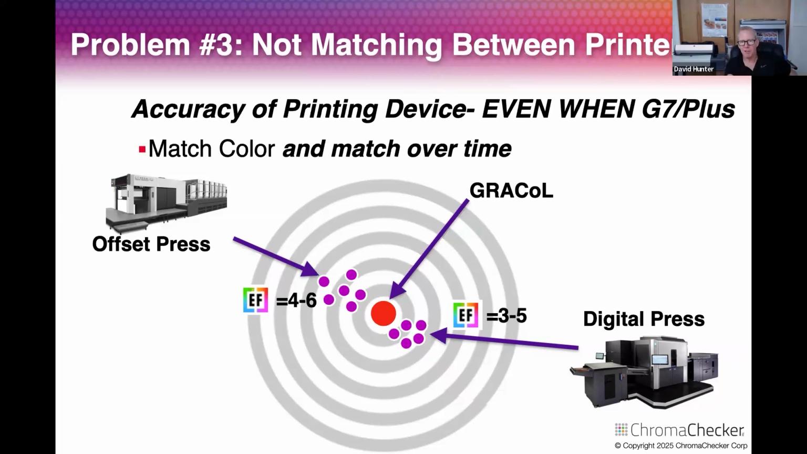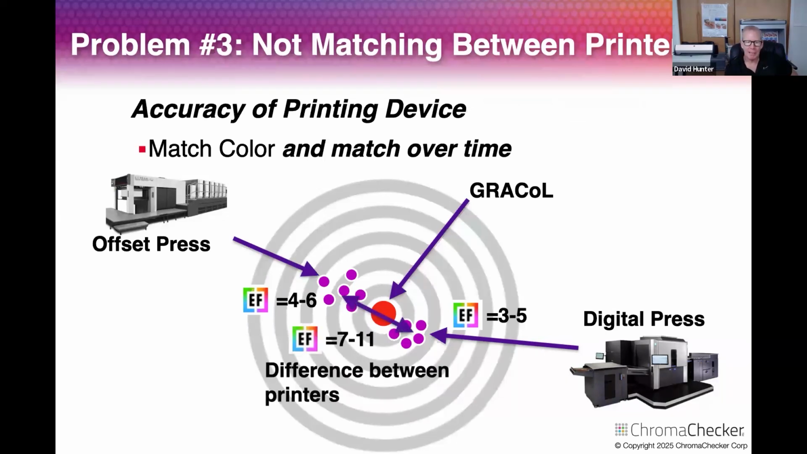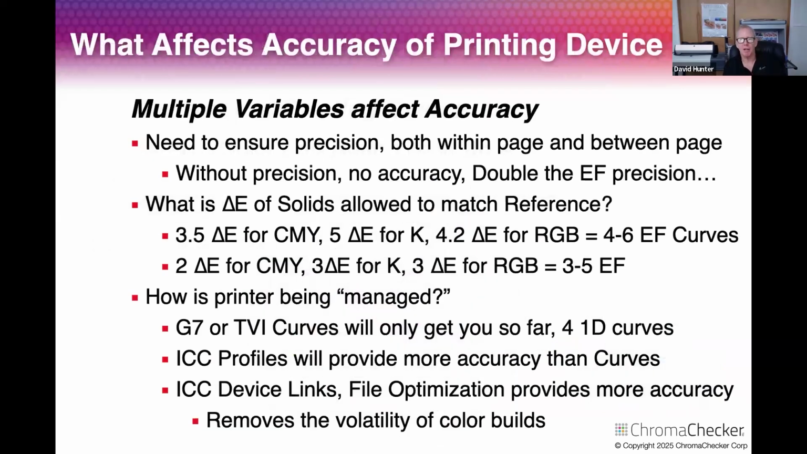So let's say we've got an offset press drifting between 4 and 6, which is not unusual. We've got a digital press drifting between 3 and 5, which is not unusual. I'm going to show you examples of this a little later in the presentation. Now what we're looking at is a 7 to 11 E factor between the printers, which for most people is not acceptable. So we've got to do better. We've got to dial these devices in better.